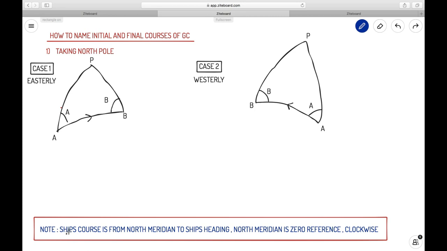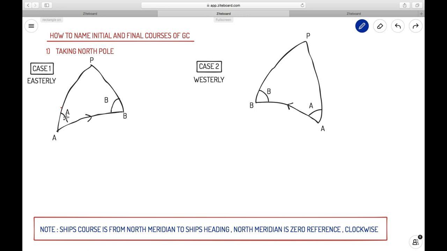So we'll be taking North Pole as the first case, and you have a main note while deciding your course. This is very important: the ship's course is from North Meridian to ship's heading. That means the ship's course is always measured from your North Meridian, the meridian from your position going toward the North Pole, to your ship's heading. North Meridian is always your zero reference, and the course is always in the clockwise direction. These things should be in your mind.